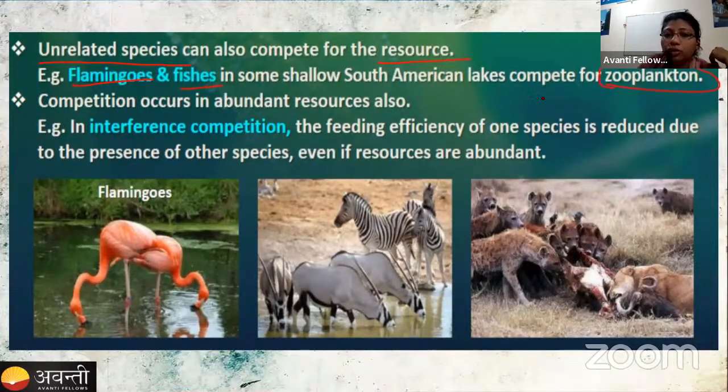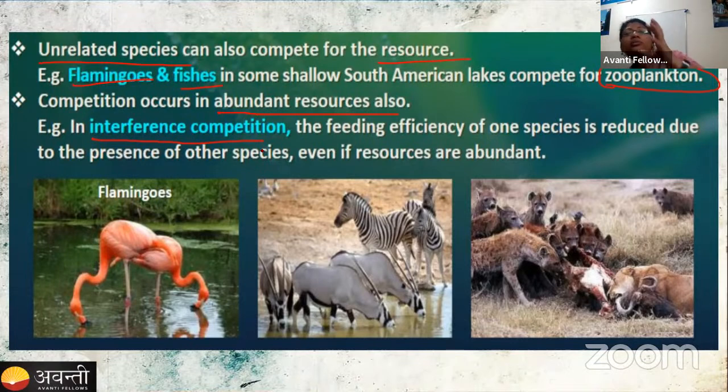They are competing for the zooplankton. Competition can also occur in abundant resources also. For example, in interference competition, the feeding efficiency of one species is reduced due to the presence of other species.